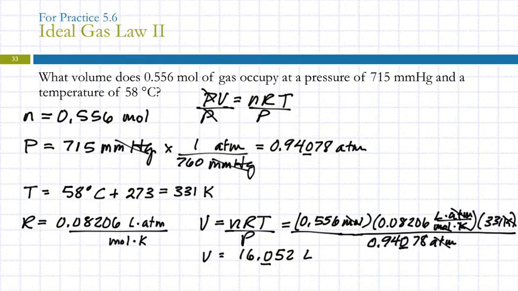If you struggle with significant figures, 3 or 4 sig figs is usually a good number. Sig figs are important, but they are not the most important thing in chemistry. 16.1 liters is the volume. Any questions? It's an ideal gas law calculation.